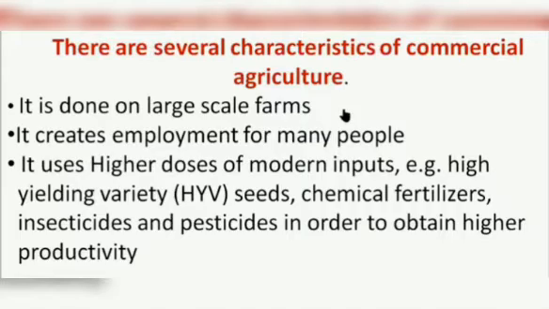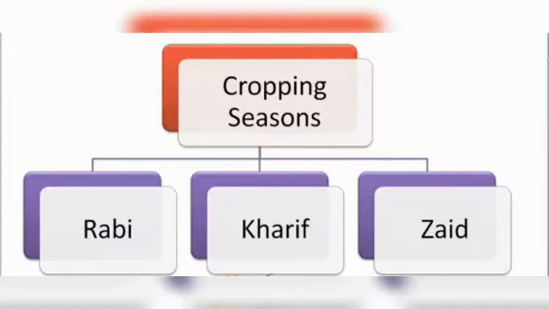The amount of commercialization of farming varies from one area to another depending on climatic conditions, irrigation facilities and other factors. Okay, we'll move to the next slide. Cropping seasons can be classified into three, namely Rabi, Kharif and Zaid. We will talk about each one by one.